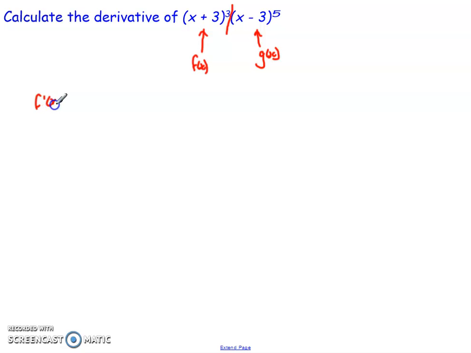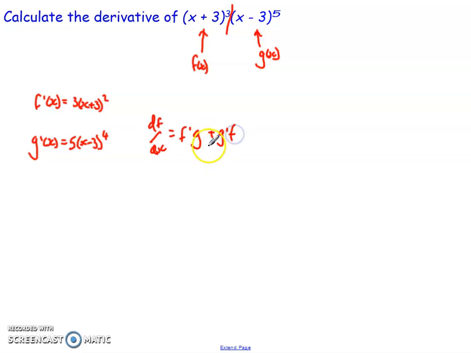We then calculate two derivatives, so f dashed of x is going to equal 3(x+3)^2, and the g dashed of x, that's going to equal 5(x-3)^4. Then we just plug it all together in the formula. So if I know that's the original function, then df by dx is going to equal my f dashed g plus my g dashed f. So again, I'm going to use the shorthand just to show you it means the same thing.